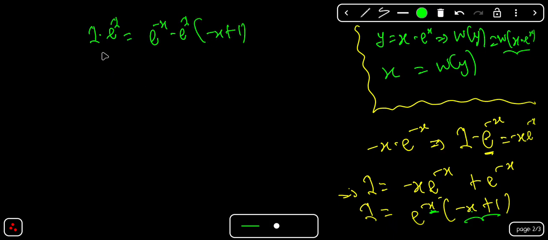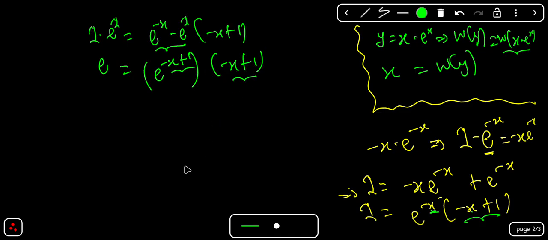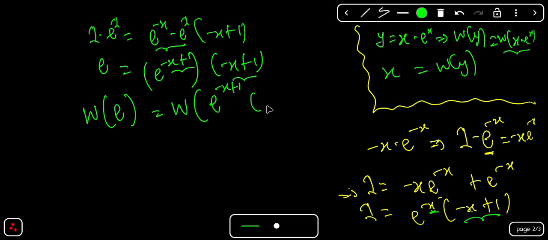So 1 times e raised to the power of 1 will give us e, which is equal to, so we apply the law of indices here, that will be e raised to the power of negative x plus 1, then multiplied by negative x plus 1. What do you see? This exponent is the same as this. Then you can now apply the Lambert W function. So applying the Lambert W function, we have the Lambert W of e equals the Lambert W of e raised to the power of negative x plus 1, then multiplied by negative x plus 1. So then we are going to have negative x plus 1 equals the Lambert W function of e.